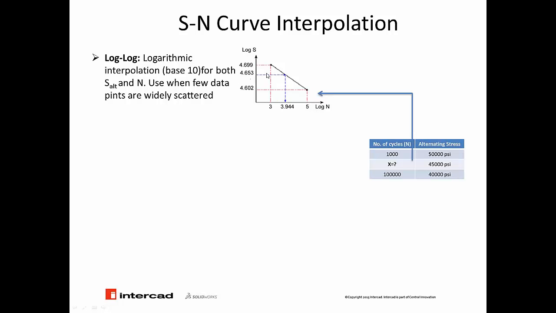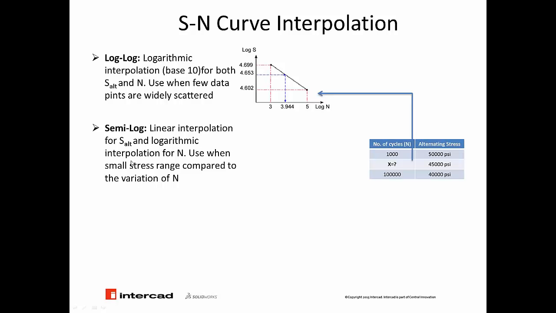Then with a linear interpolation, you will specify your alternating stress logarithm of 45,000, and you will get, let's say, the corresponding value of number of cycles. This method of log-log could be used when you have a few data points and they are widely scattered.